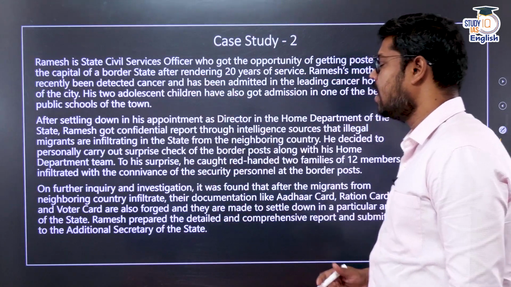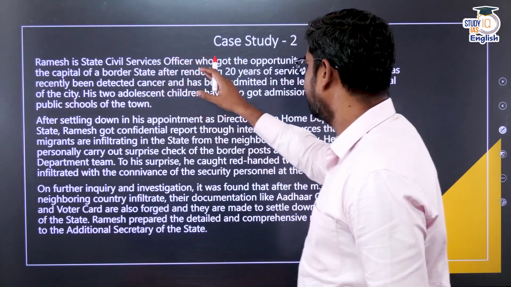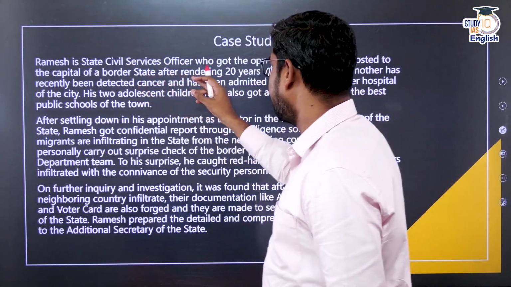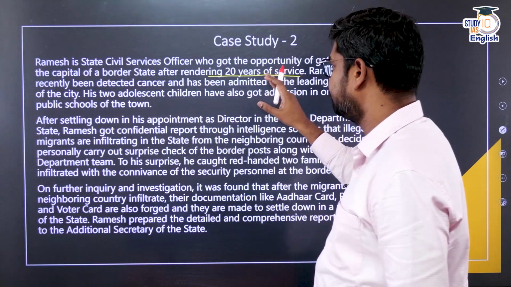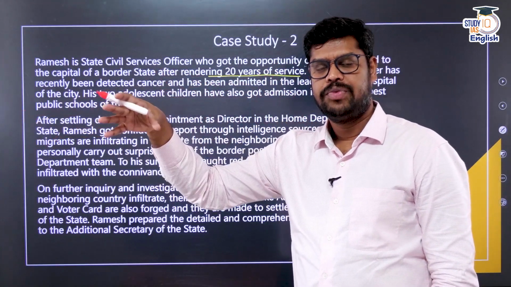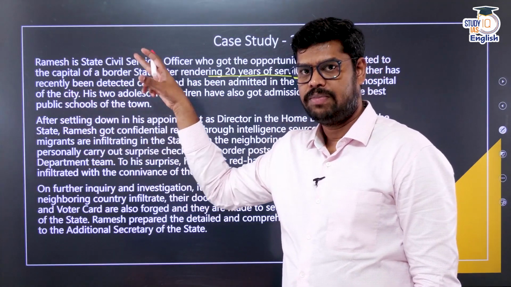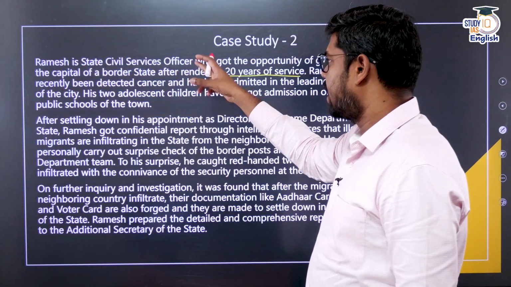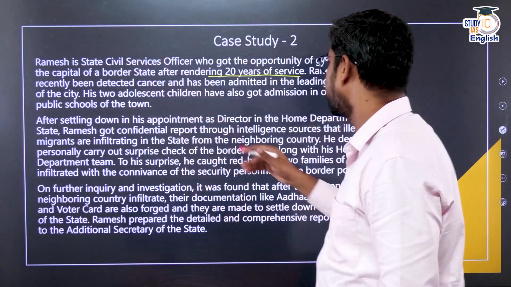Alright, come to our case study. Ramesh is a state civil service officer who got the opportunity of getting posted to the capital of a border state after rendering 20 years of service. That means Ramesh is a senior officer, and till this point he has not been in the city but was posted elsewhere. Now, after 20 years of service, he got an opportunity to be in the state capital. Please understand, this state is a border state, bordering some country. However, neither the country nor the state is mentioned here, so do not assume anything when you write the answer.